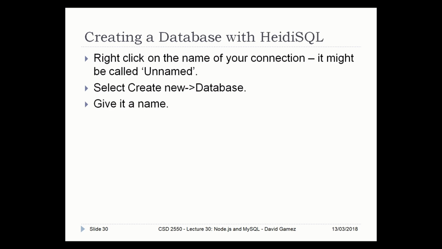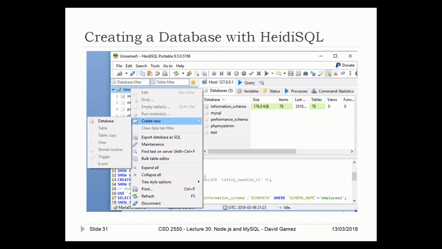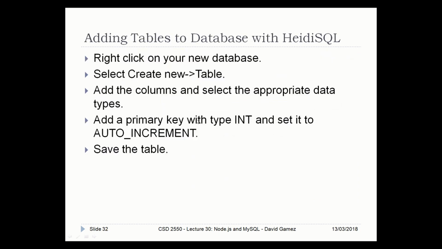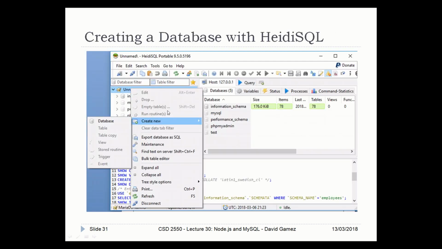So to create a database with HeidiSQL, we right-click on the name of the connection. I haven't bothered naming it, so it's just called unnamed. And then we select Create New Database, and we give it a name. So it's kind of easy. So we right-click on the connection name here, or session name rather, and then Create New Database. And then that'll create a new database for us.